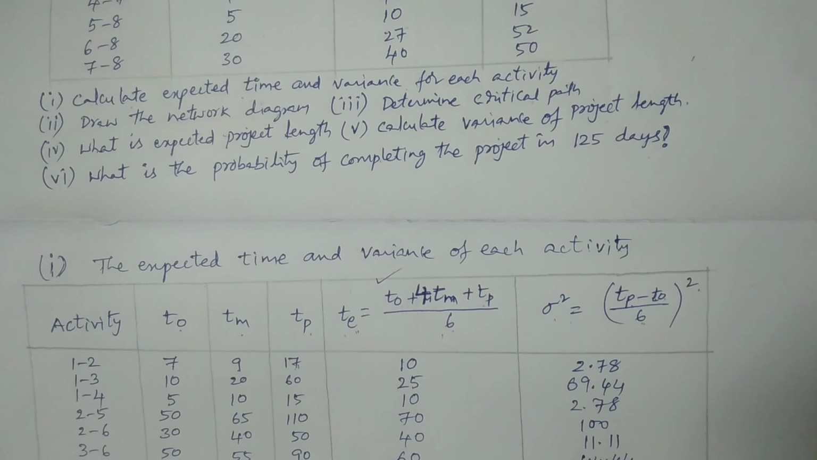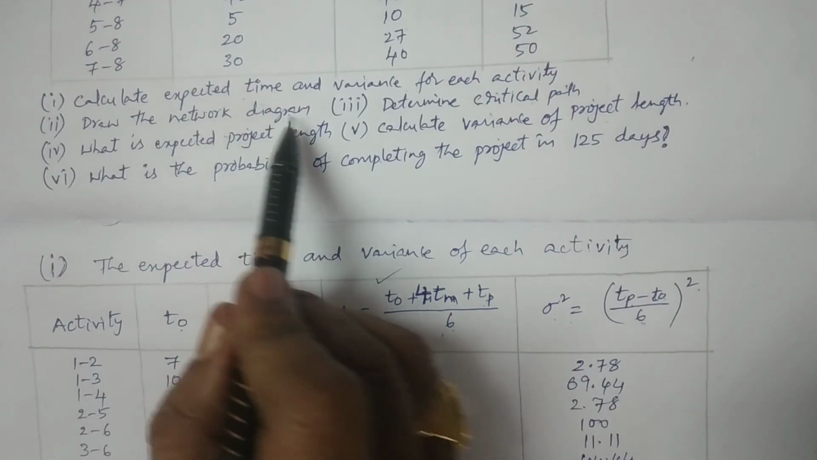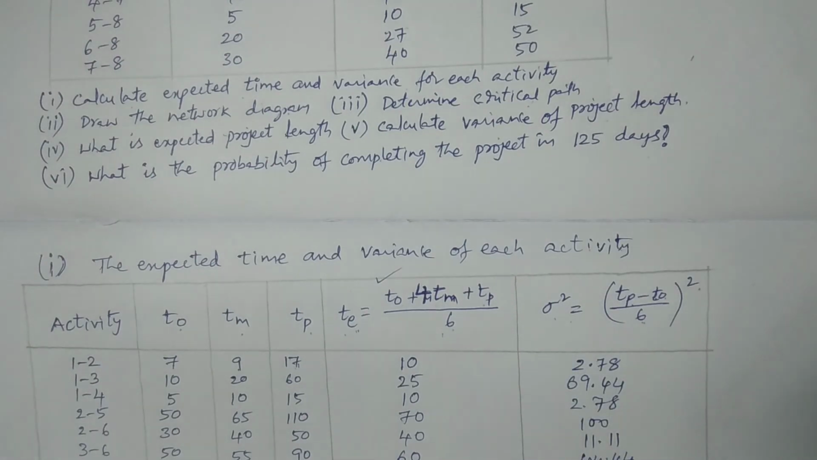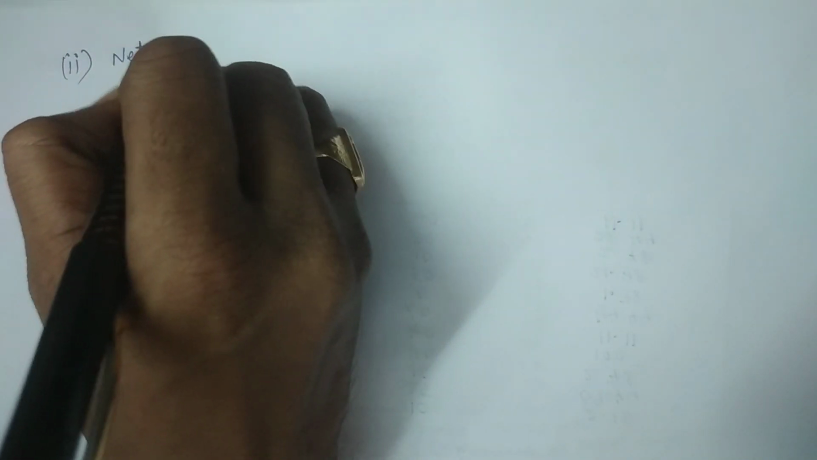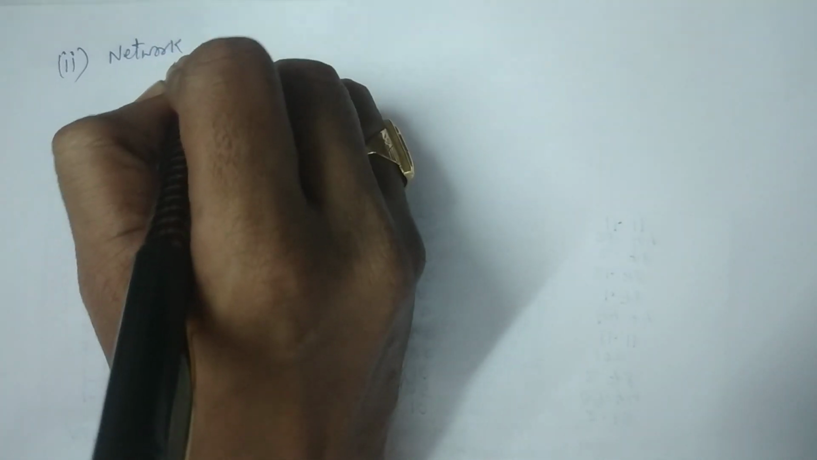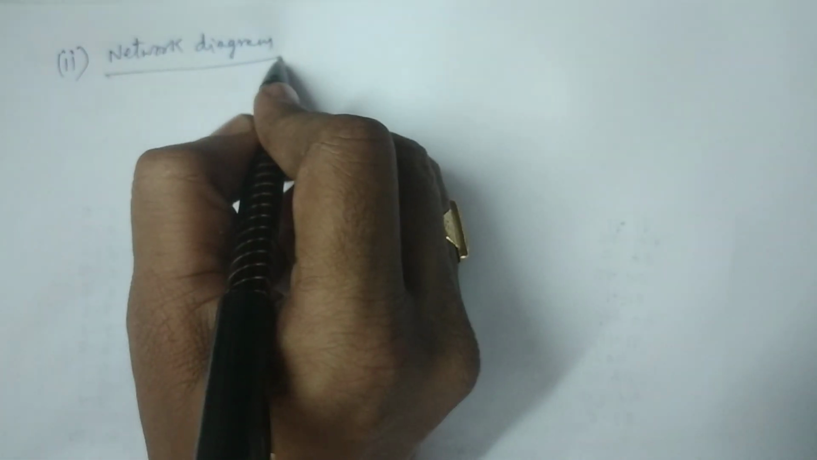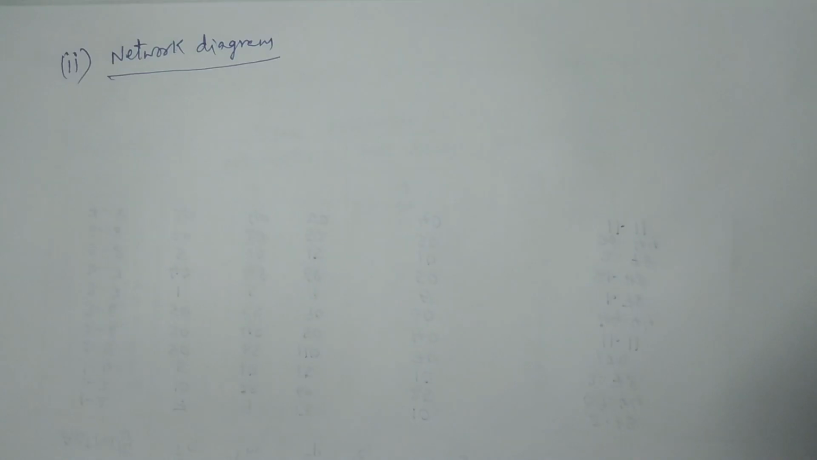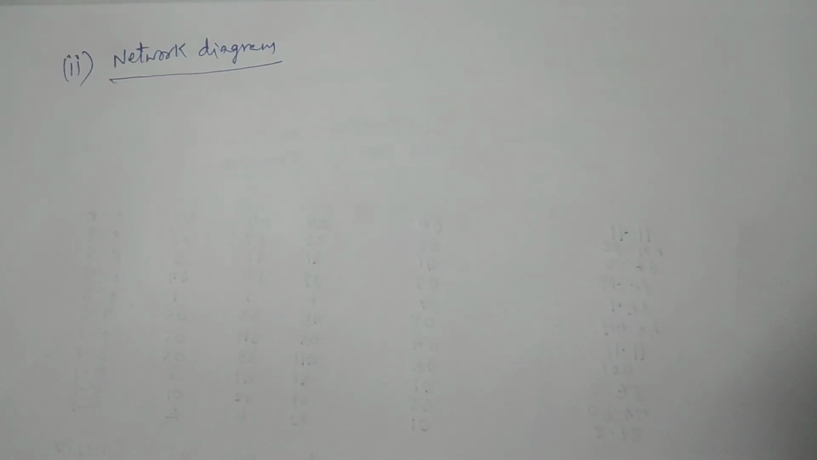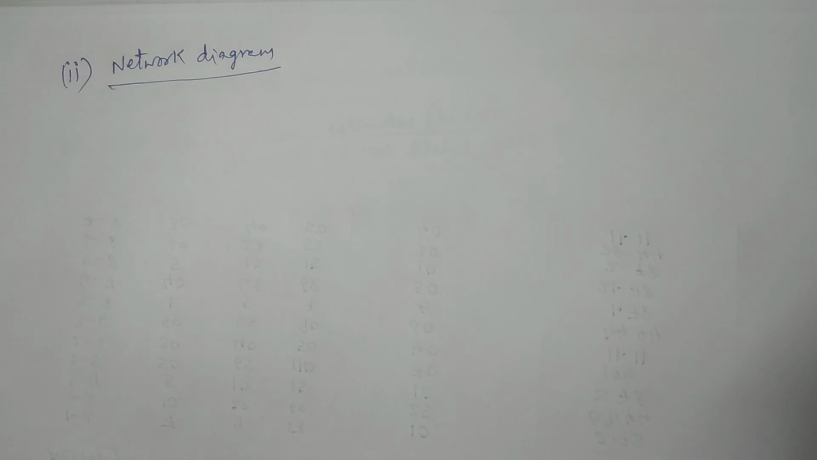Now the second question, draw the network diagram and the critical path. Third question, critical path. So I'm drawing the network diagram on the next page, right? Here I draw the network diagram. The second question is going to be answered here. The network diagram is very important. In both CPM and PERT, it is required to draw the network diagram, and then you have to find the critical path.